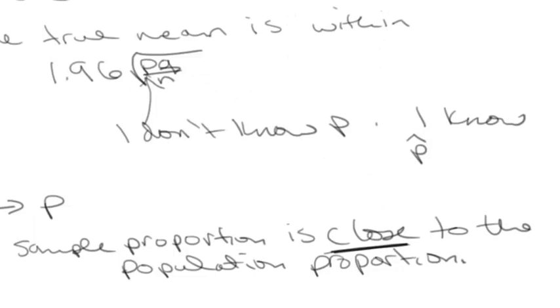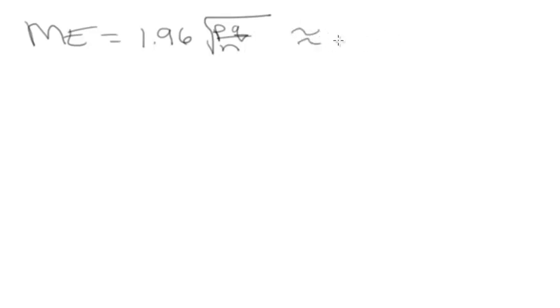Here's our 100% genuine margin of error. The margin of error is equal to 1.96. That's if we want a 95% confidence level. The square root of pq over n. But because p is close to p hat, this is very, very close to, and we'll go with close enough, the square root of p hat times q hat divided by n.